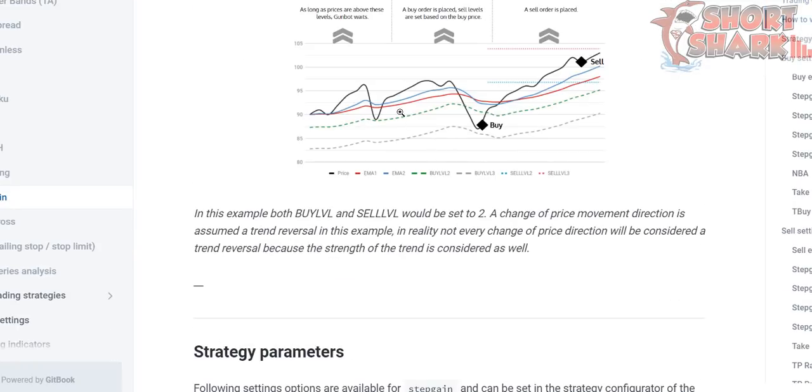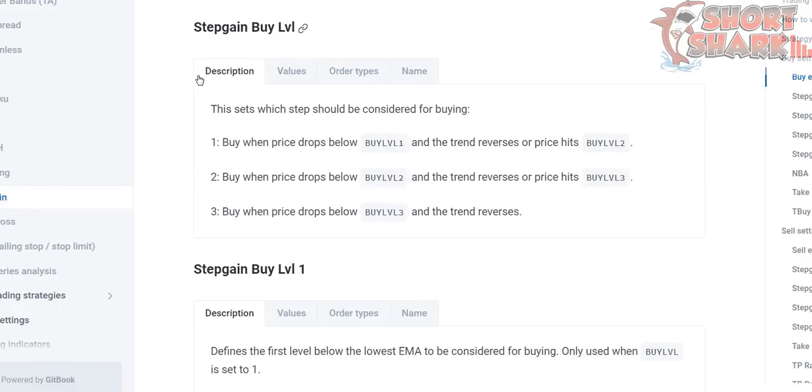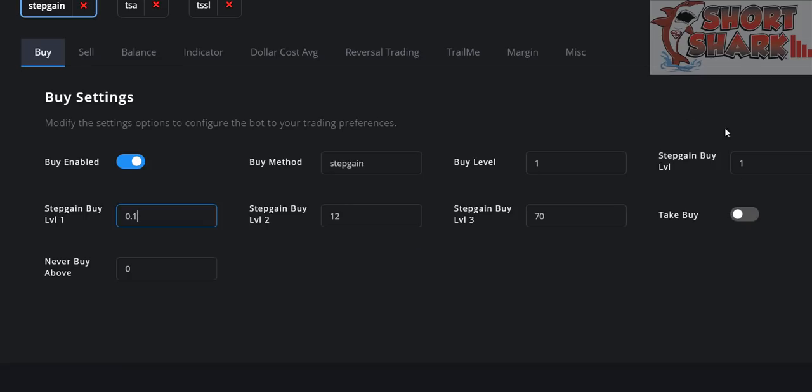Over here where it says StepGain buy level, don't get that confused with it actually being the level. You're defining the kind of buying you want it to do. So that box right there, StepGain buy level 1, is this StepGain buy level. See, it's missing the 1. This is the actual box for the percentage. So StepGain box 1, 2, and 3. And this is going to be 1, 2, or 3 itself.